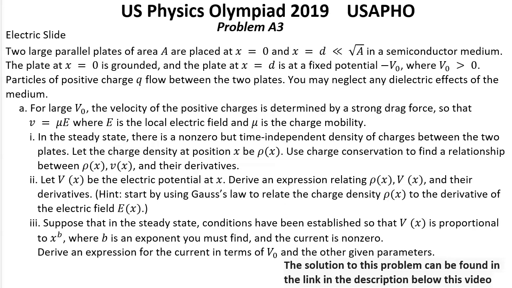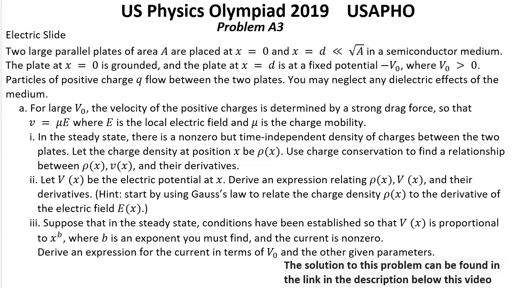Question 2. Let V(x) be the electric potential at x. Derive an expression relating rho(x), V(x) and their derivatives. Hint: start by using Gauss's law to relate the charge density rho(x) to the derivative of the electric field E(x).